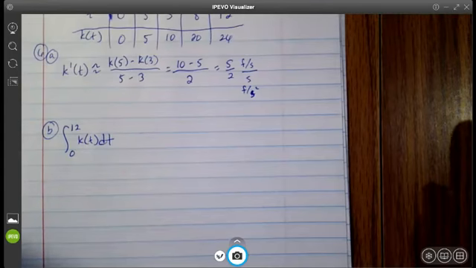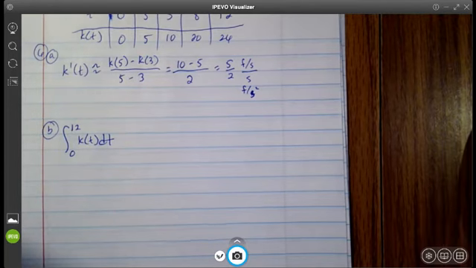The question says use a right Riemann sum with the four subintervals indicated by the data in the table to approximate the definite integral from 0 to 12 of k of t dt. Indicate units of measure. Is this approximation an overestimate or an underestimate for the value of the definite integral from 0 to 12 of k of t dt? Explain your reasoning.